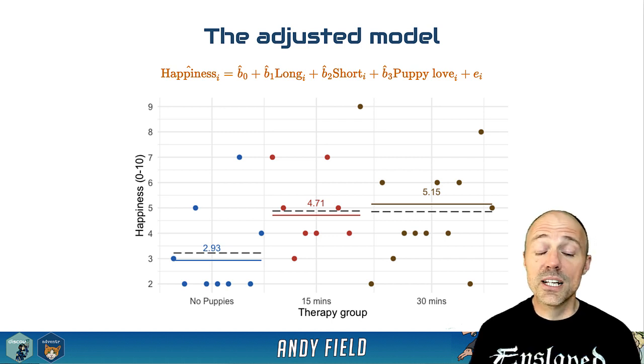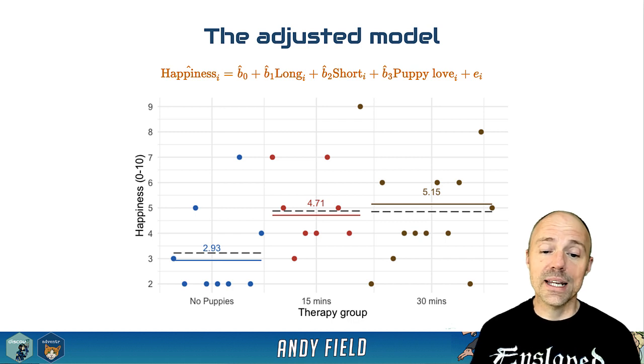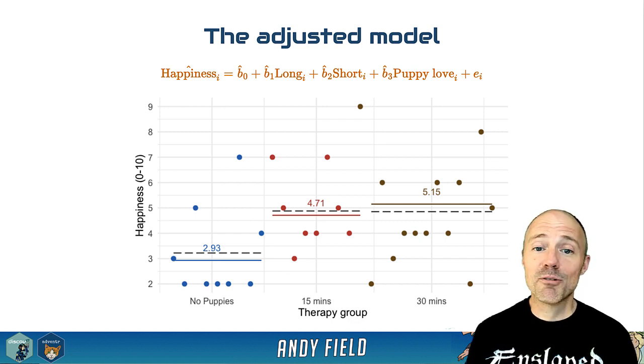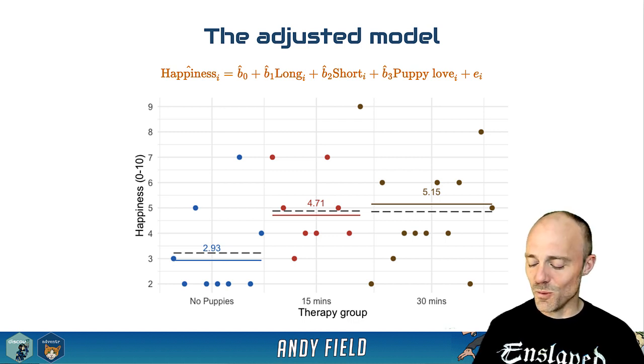But for the 30-minute group, it's gone the other way around. The predicted value has actually increased. So if we evaluate that group at average levels of puppy love, we get a larger predicted value of 5.15.